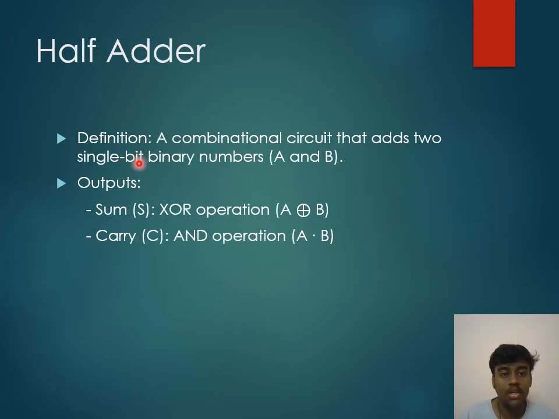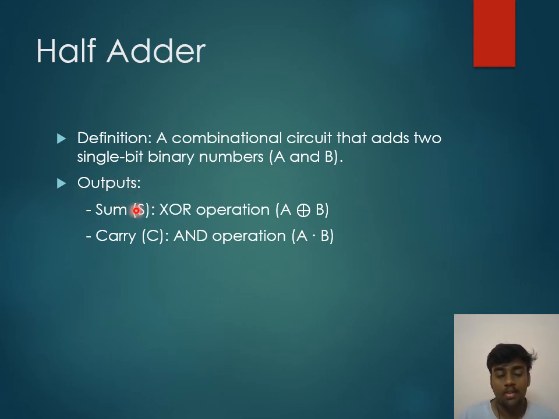Moving on to half adder, it's defined as a combinational circuit that adds two single-bit binary numbers A and B. By combinational circuit, I mean that there is no dependency on a memory element in the circuit, and the current output will depend only on the present input. It doesn't depend upon the previous stored input or previous stored output.